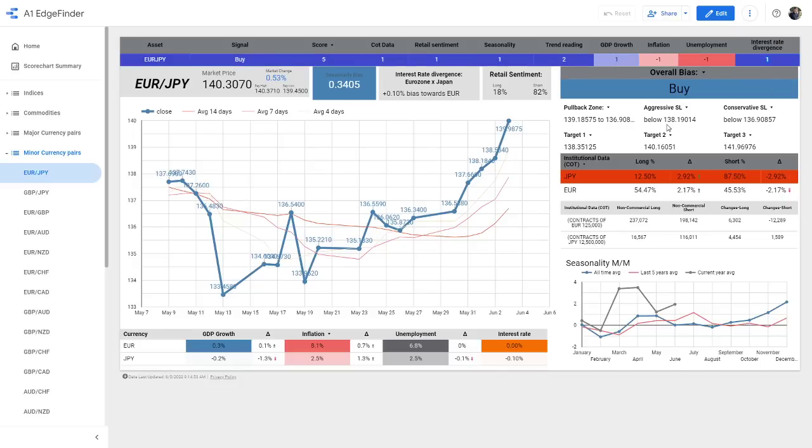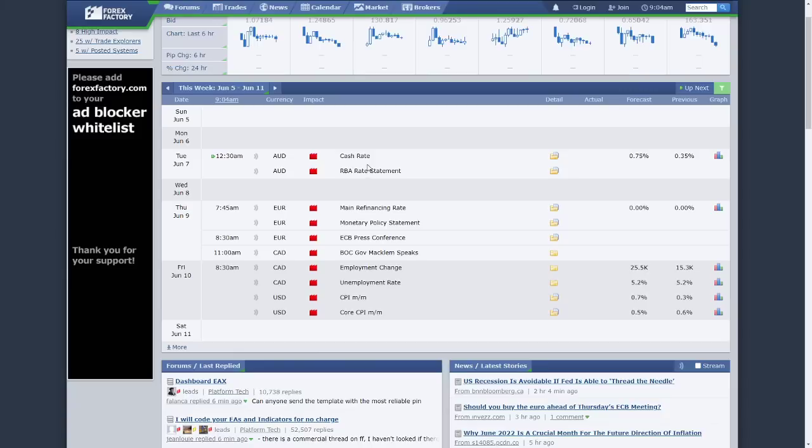GDP growth and interest rates favor the euro, whereas inflation and unemployment favor yen. So overall, it gives us a +5. Lots of different factors stacking in favor of more bullishness, and that's been the case for the last week or so. So lots of good opportunities there on the euro yen.